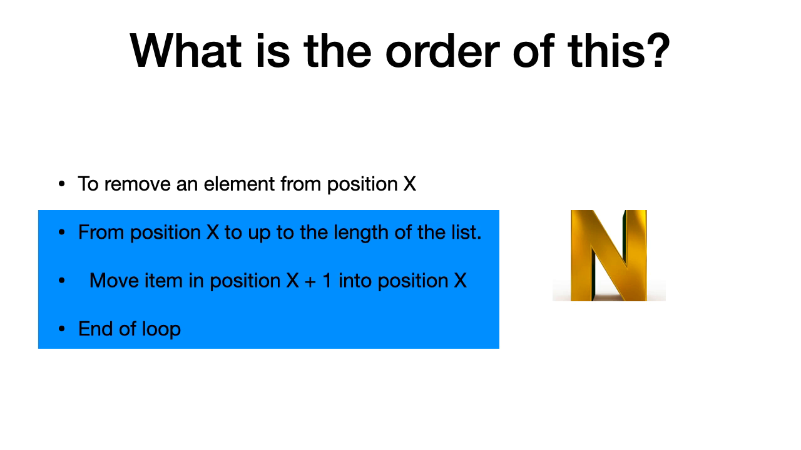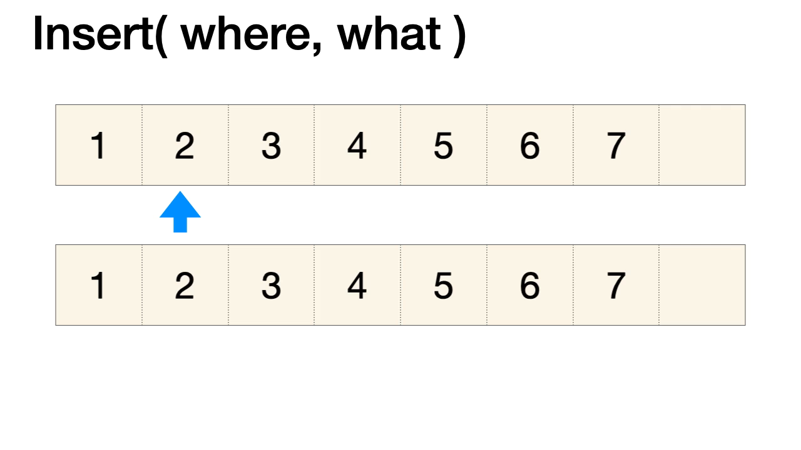So it's going to take order n to do this. Think about it this way. If you double the size of the array and you're removing an element from it, you're going to have to move twice as many items. So it's proportional. It's order n. Okay, so we know that remove is order n. Let's have a look at a slightly more complicated case, insert.